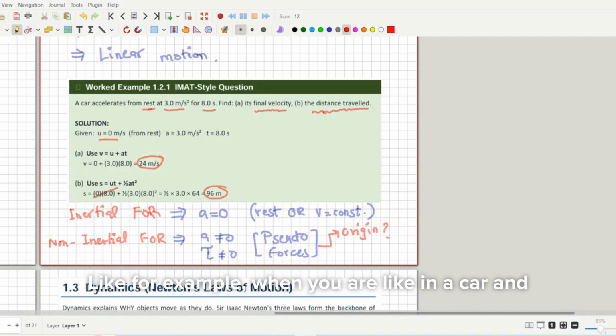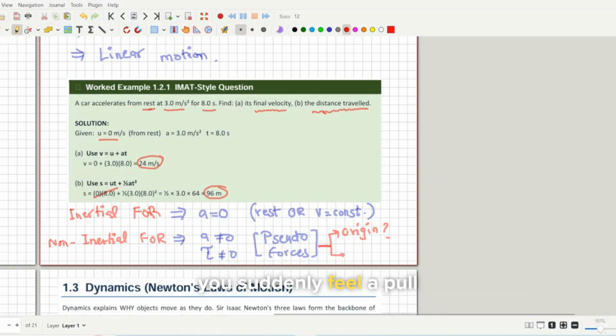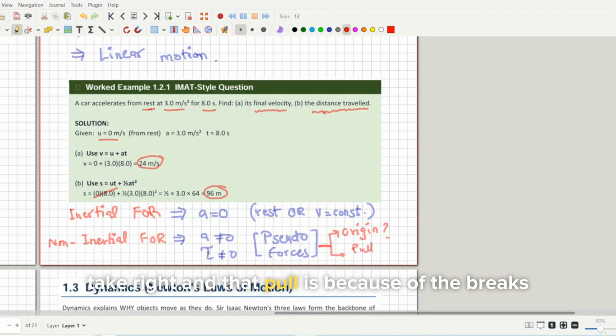For example, when you are in a car and you suddenly feel a pull, right? That pull is because of the brakes. When you suddenly apply the brake of your car or your bike, you suddenly feel a pull that moves you forward, and that pull is actually a pseudo force because you don't know where it originated from. So that is an example of a pseudo force.